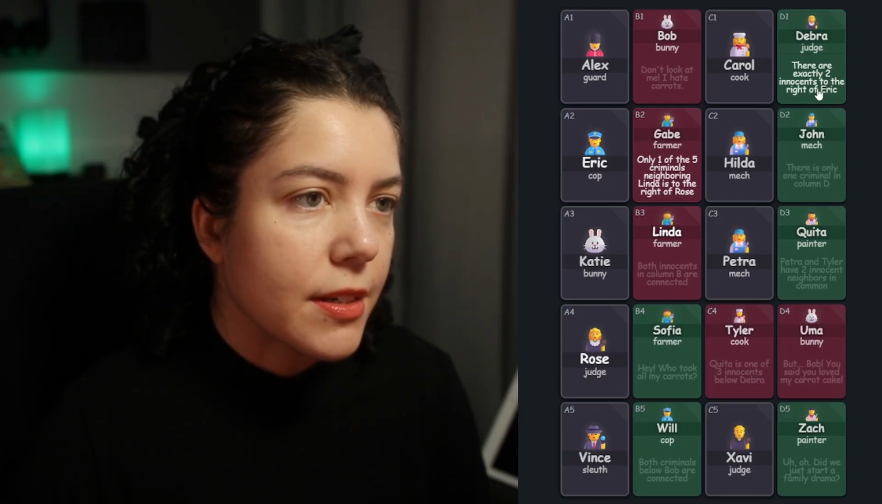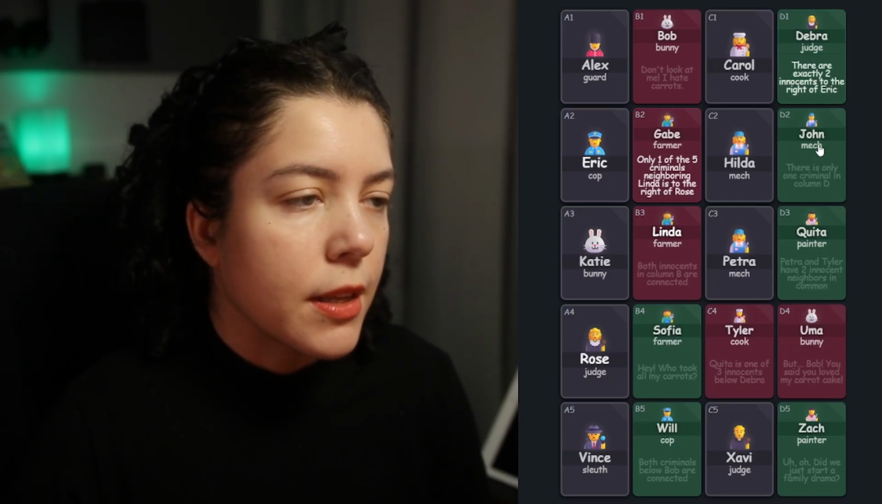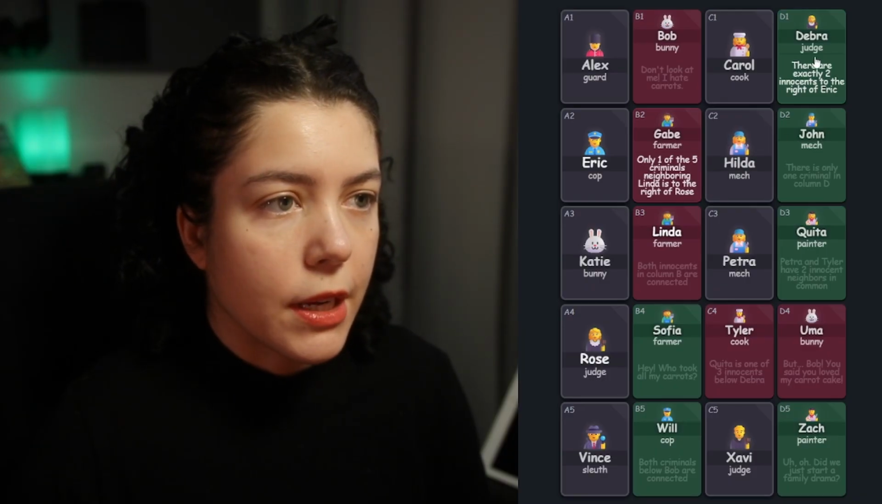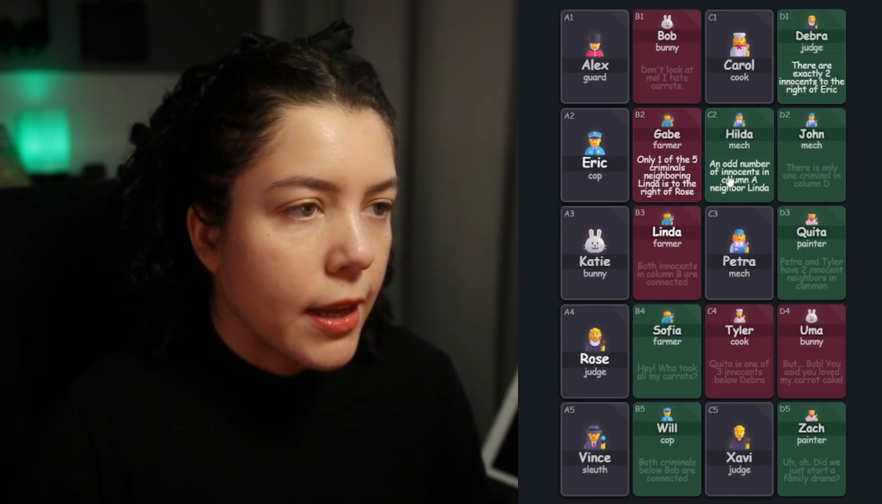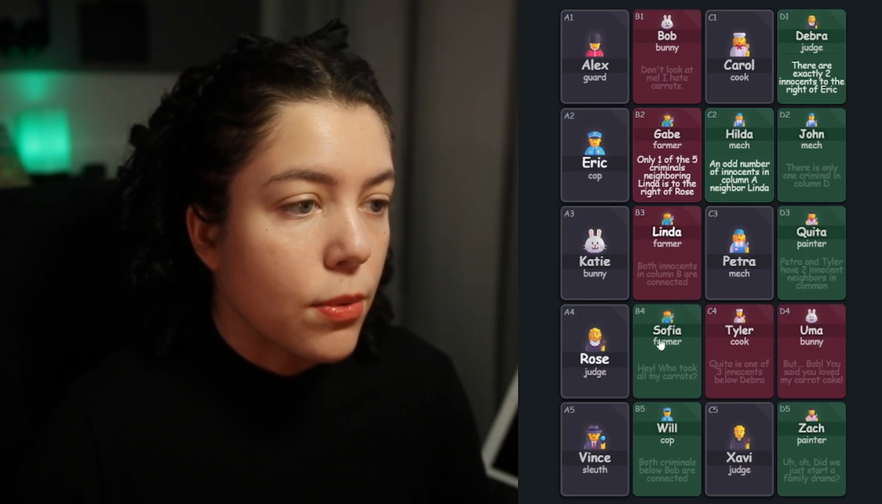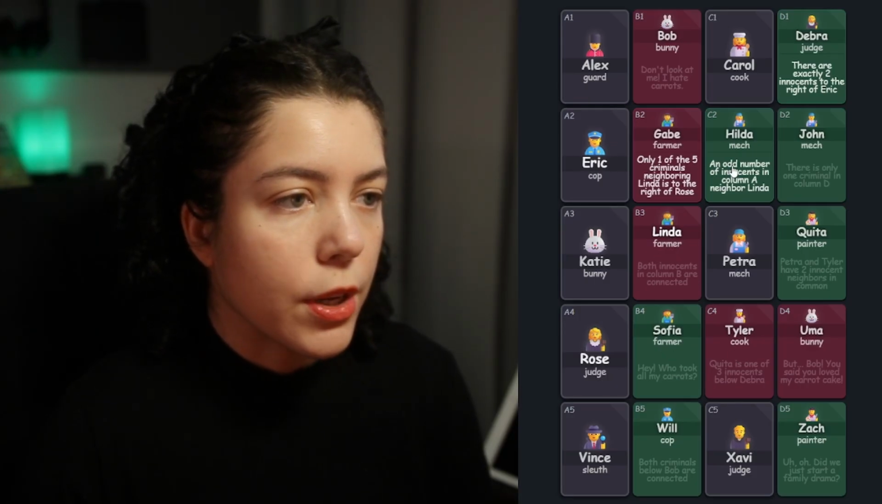Now Deborah says there are exactly 2 innocents to the right of Eric. So one of them is John. There's only 1 more person to the right of Eric who could be the 2nd innocent, so that has to be the 2nd innocent. And remember that Linda has 3 innocents only neighboring her, so Hilda is the 2nd one.